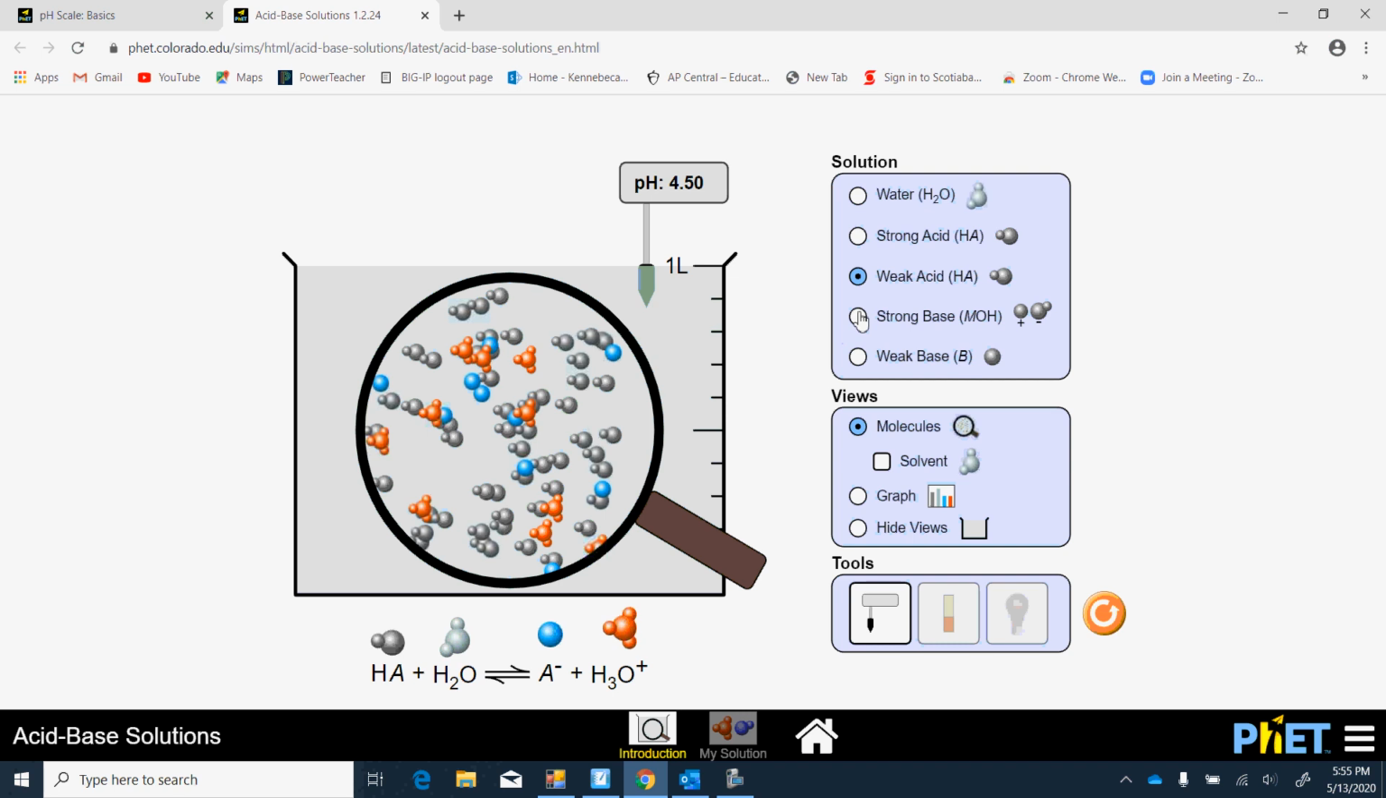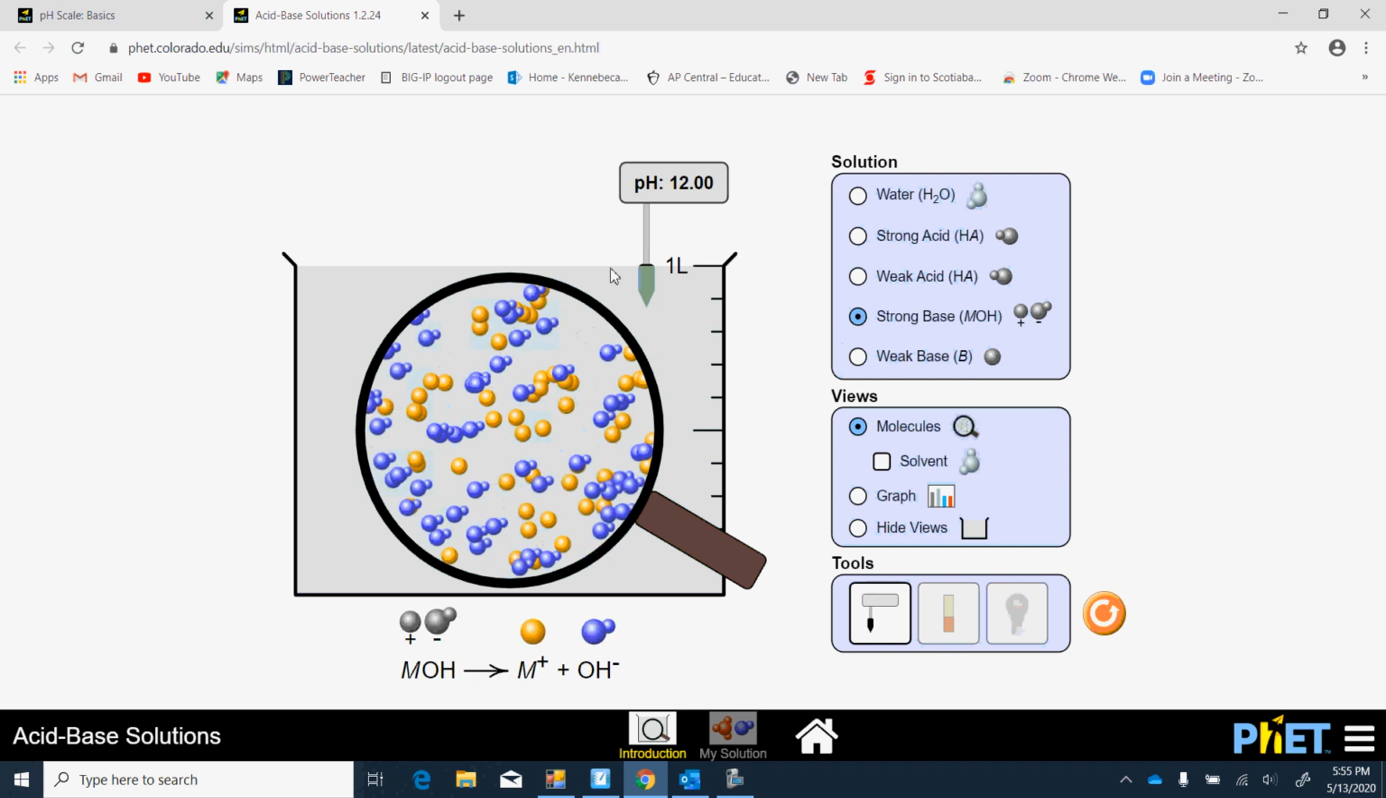If we look at a strong base, pH is up here where we would assume it would be. And you can see we don't have a lot of these gray guys. We don't have a lot of this strong base. It's broken up into its M's and its OH's. They're using general formulas here. It has a quantitative arrow, so we can see how we have complete ionization or dissociation.